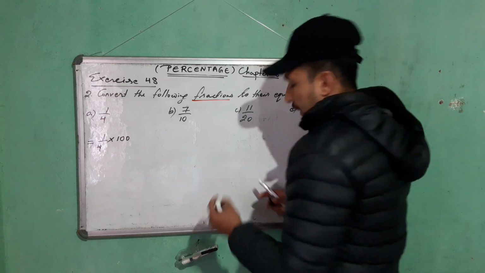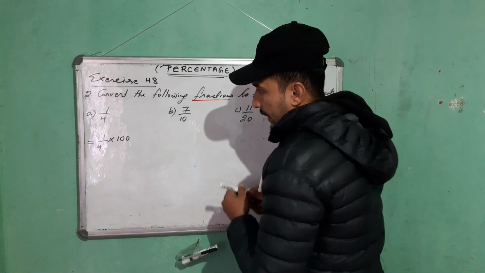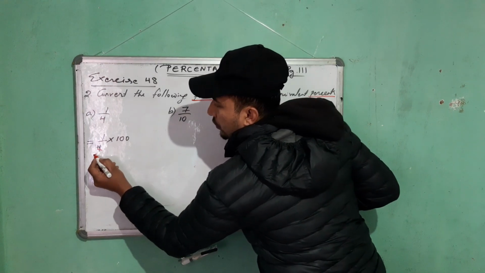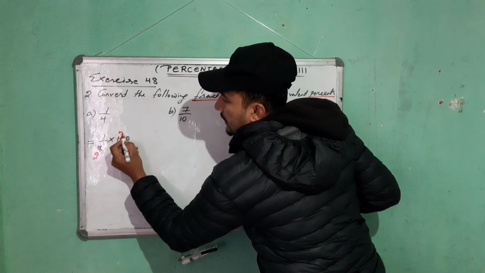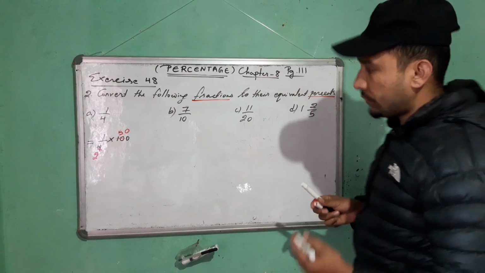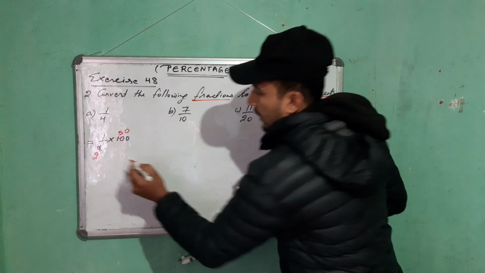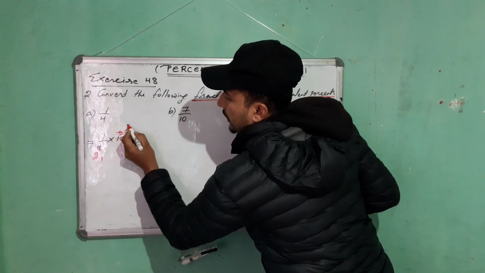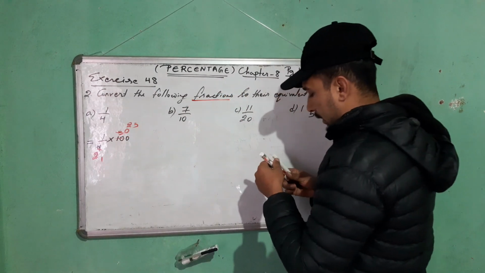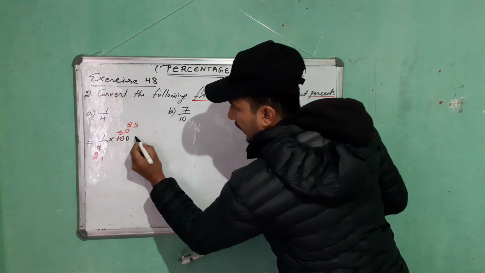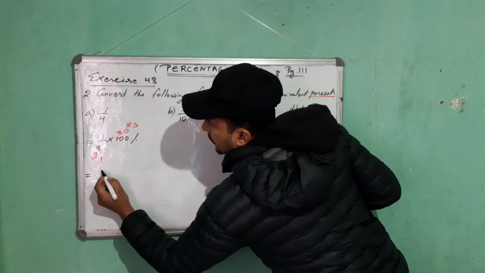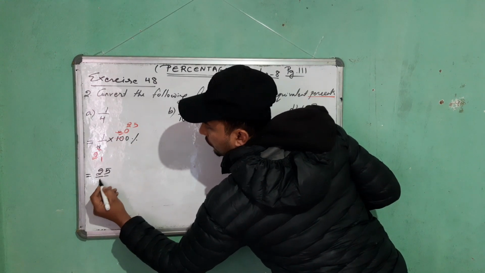Okay, so here and here you can cancel. 2 2s are 4. 2 5s are 10. 2 0s are 0. Again 2 1s are 2. 2 25s are 50. 100, you have to write percent also. Okay, so it will be equal to 25 upon 1%.